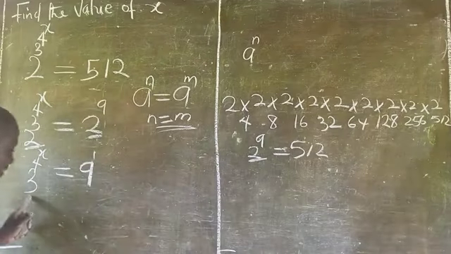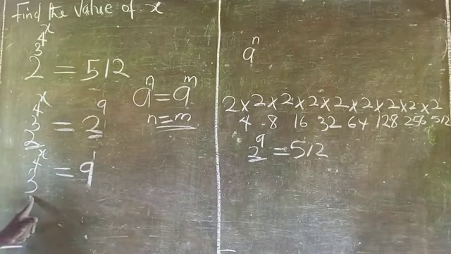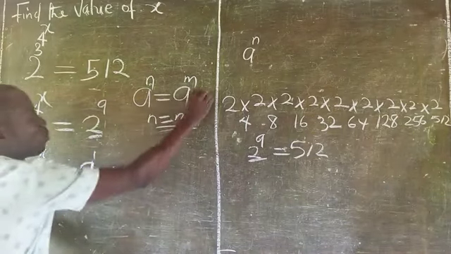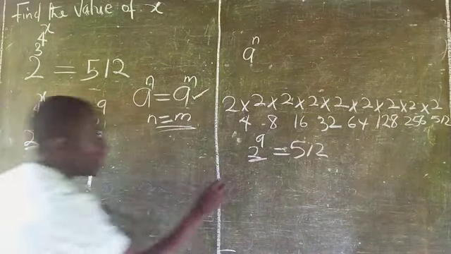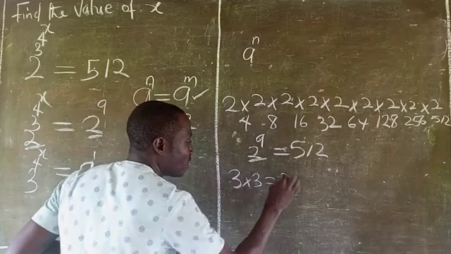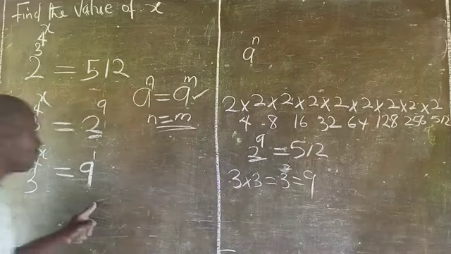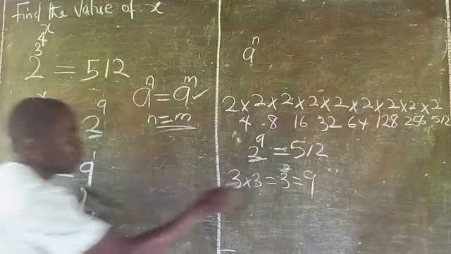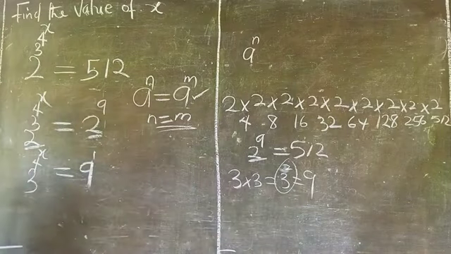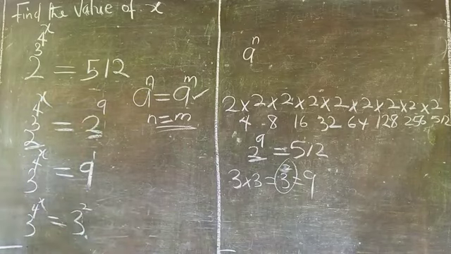Since the base is 3, maybe it's possible we can write 9 in an inverse form with the base of 3 so that we can still employ this law. So 3 times 3 would be 3 raised to power 2, and that is 9. So we're going to replace 9 with 3 raised to power 2, and let's see how it works. So we have 3 raised to power 4 raised to power s equals 3 raised to power 2. You see?